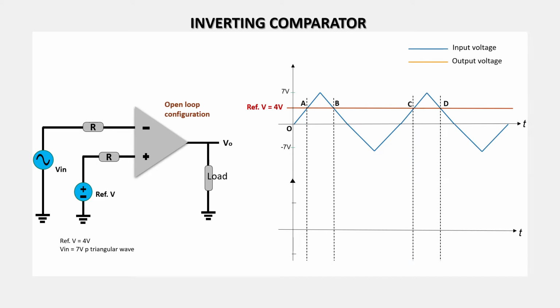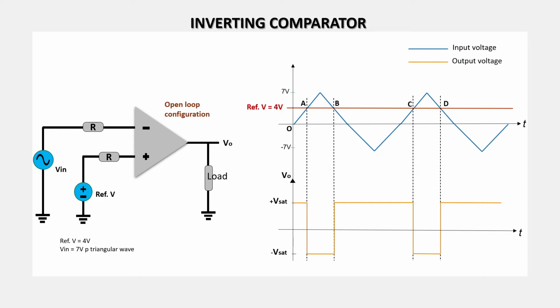Now consider this segment OA. Inverting terminal voltage is greater than the non-inverting terminal voltage. So output is plus Vsat. Next, in segment AB, the non-inverting terminal voltage, that is the input signal, is greater than the inverting terminal voltage, that is the reference voltage. So output is minus Vsat. Again in segment BC, V reference is greater than Vin. So output is plus Vsat. Similarly in region CD, we get the output as minus Vsat. So this is the output waveform of the inverting comparator.